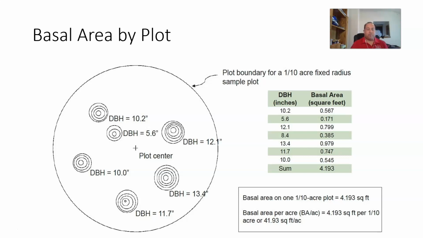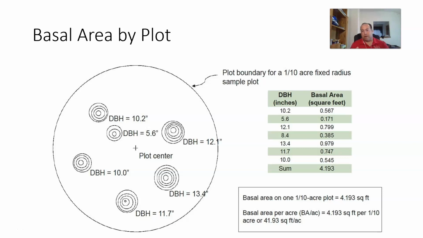But what's going to be more interesting and what we'll talk about as we go into inventory is that rather than doing one plot, if we have an area where we've got a lot of variation and a lot of differences, we're going to do a bunch of different plots. Then we're going to do this over and over again and put that all together and be able to get a really good idea of what's going on out there in the forest. But basal area is going to be one of our key measurements.